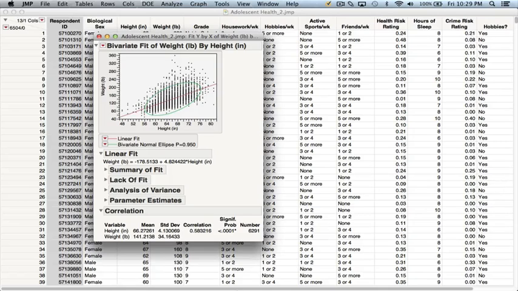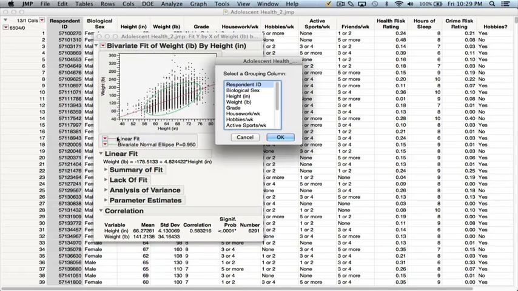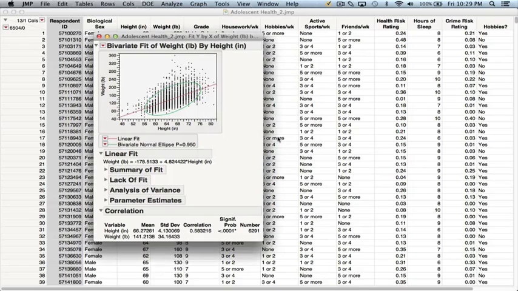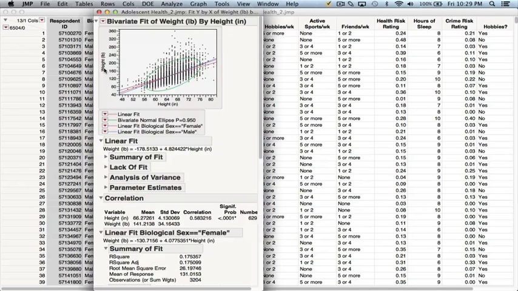If we want to split our scatter plot by gender, we first go to the red arrow and then click Group By. Then we select biological sex and hit OK. Now that our scatter plot is divided by gender, we'll need to regraph our regression lines. Now we have the 2 additional regression lines, one for males and one for females.